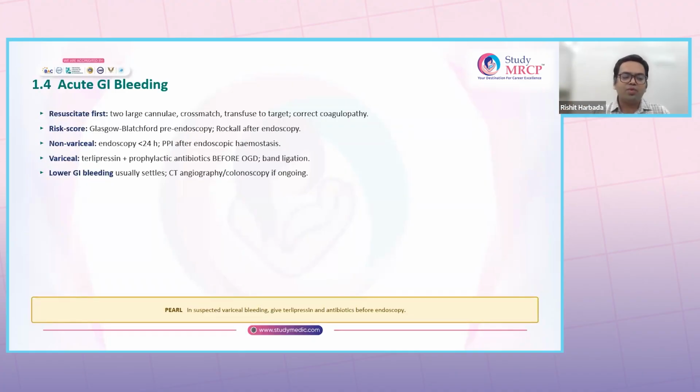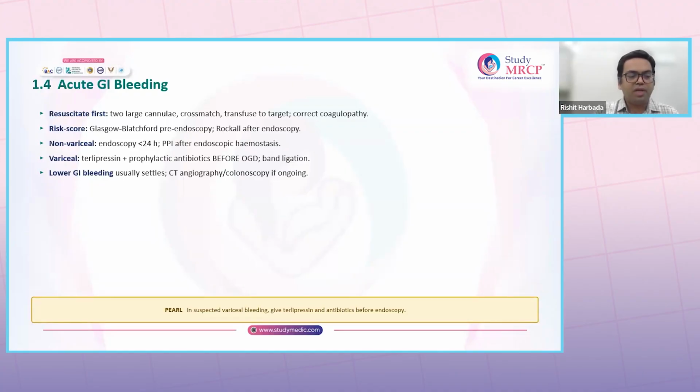If the patient actually comes with a lower GI bleeding, you are going to do a CT angiography or colonoscopy after resuscitation, and you are going to treat the cause. So if it's peptic ulcer, you give PPIs. If it is variceal bleeding, you are going to do the endoscopy, but before that, you have to give terlipressin and prophylactic antibiotics to prevent SBP, and then you do the band ligation. And for lower ones, you will do the CT angiography or colonoscopy.